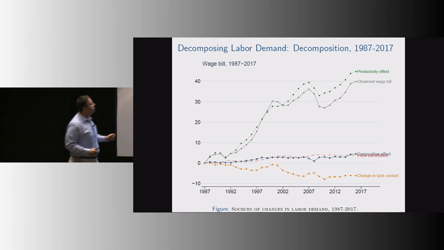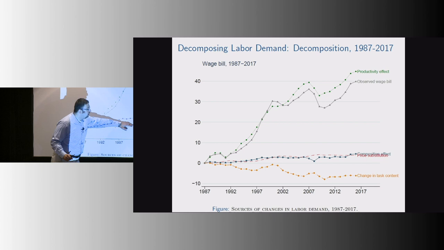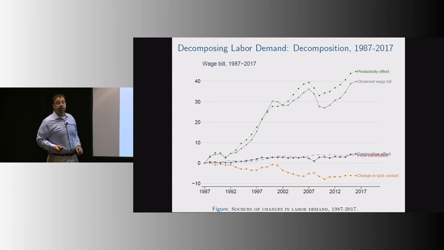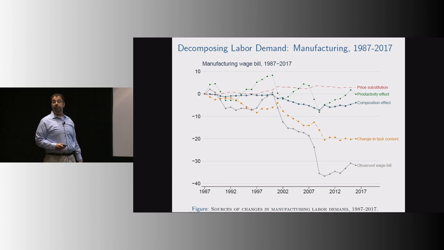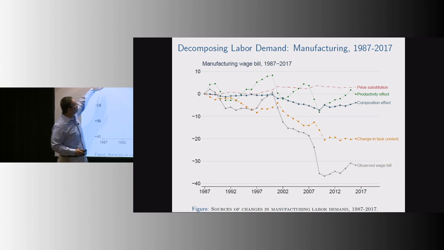And that decoupling is completely due to the change in the task content. The change in the task content is already somewhat negative. This is the net change in task content, but it becomes much more negative. Where is that coming from? It's coming a lot from manufacturing. So here is the same decomposition just for the manufacturing industries, and you see why labor demand is so weak. Actually, the observed wage bill is declining sharply in manufacturing, especially after 2000. The productivity effect is very weak, and there is a huge change in task content.